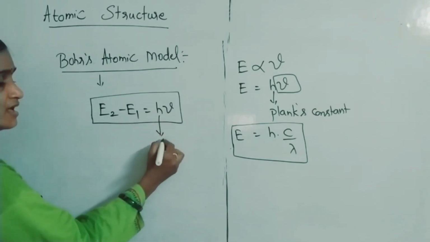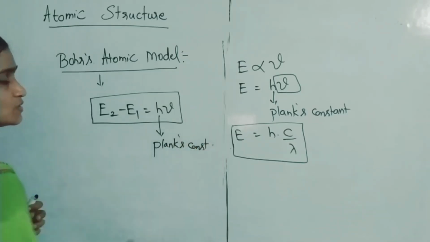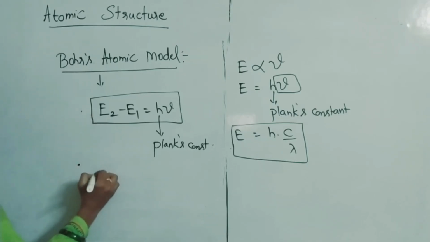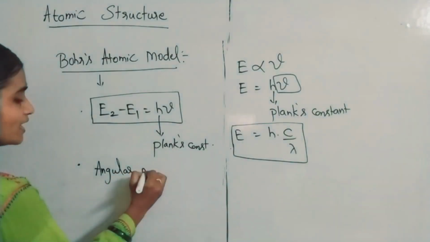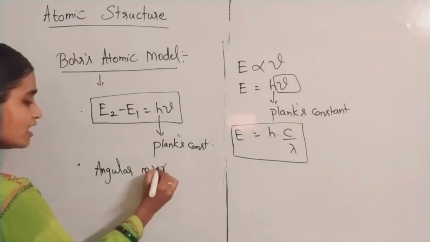Planck's constant. Nu is frequency. Okay, now h is Planck's constant and nu is frequency. Also he told that angular momentum mvr is equal to what? nh by 2 pi. Angular momentum, this is not new, mvr.